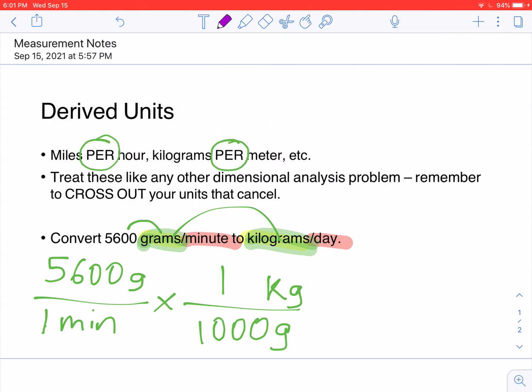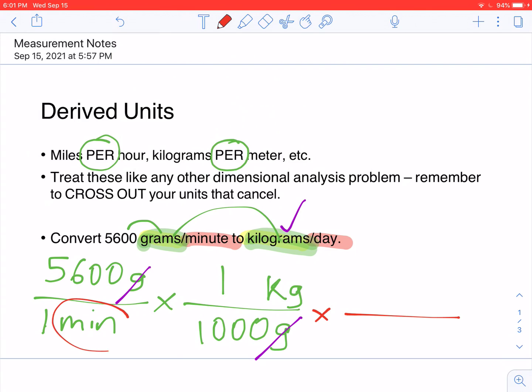Like I said, crossing out is your best friend here. Grams and grams cancel out. So technically, right now, my units are kilograms per minute. I'm halfway there, right? I have kilograms, but I need to get my minutes into days. So what I'm going to do there, I'm going to use red, is I'm going to take 1 minute.